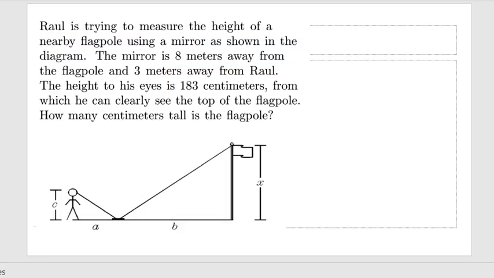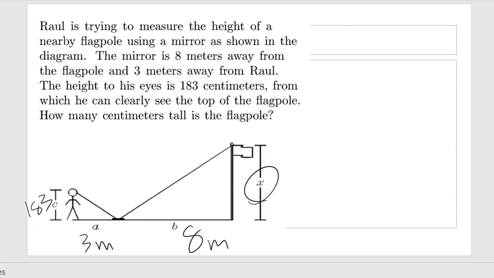There's a couple more. It says Raul is trying to measure the height of a nearby flagpole using a mirror as shown in the diagram. The mirror is 8 meters away from the flagpole and 3 meters away from Raul. The height of his eyes is 183 centimeters, from which he can clearly see the top of the flagpole. How tall is the flagpole?